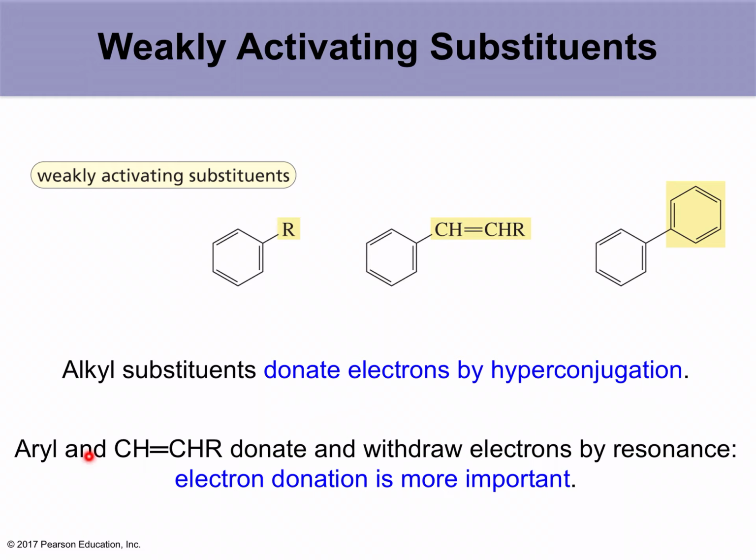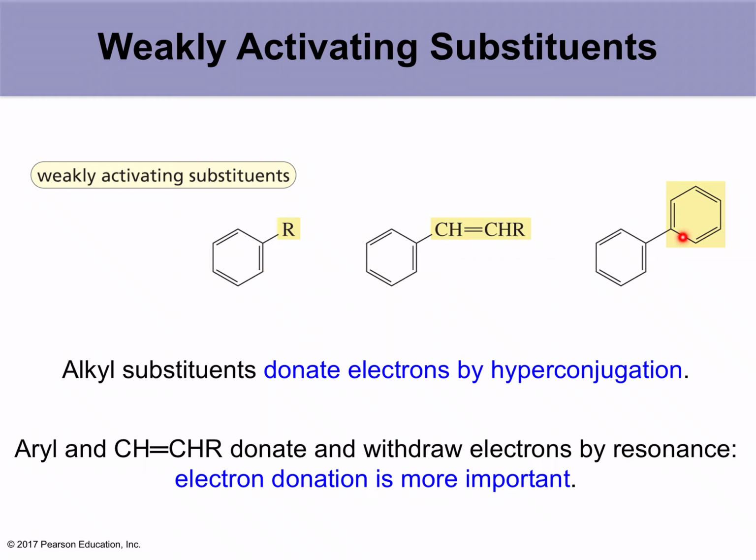You have learned about hyperconjugation in organic 1 when we looked at carbocation formation. Okay. Aryl and alkenyl groups, these double bonds, donate and withdraw electrons by resonance. Electron donation is more important. So the alkyl groups donate electrons by hyperconjugation and they are activating, but weakly.